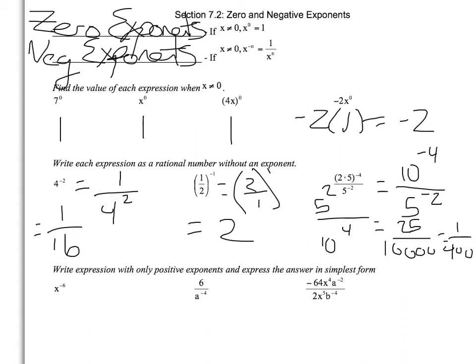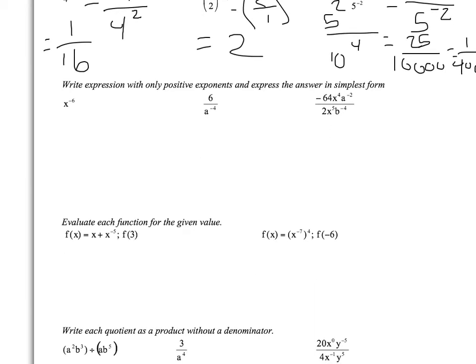Now let's do the same thing below, except this time with letters. So x to the negative 6th power will become 1 over x to the 6th. 6a to the negative 4, well, if I want to get rid of that negative exponent, because that's what the directions say to do, I'm going to move that a to the negative 4 to the numerator. So it's going to be 6a to the 4th.